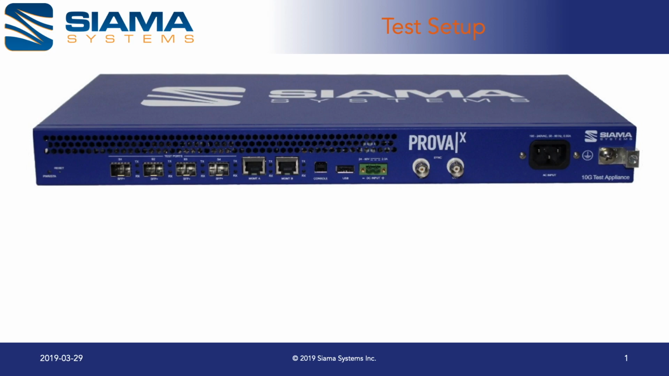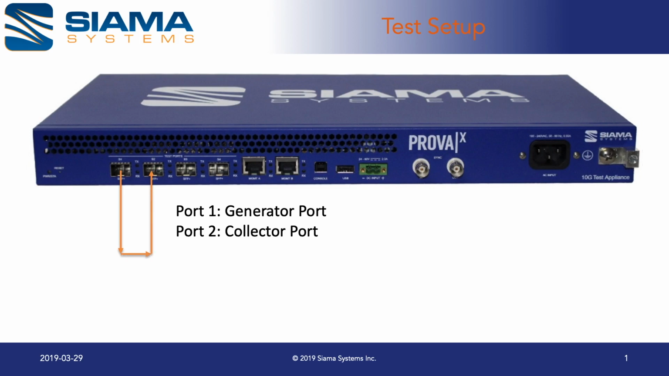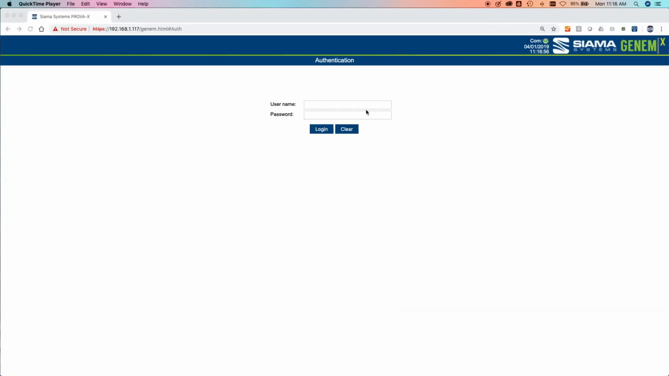Today I'll be demonstrating how to set up synthetic traffic generation, filters, and collectors on the Prova. My test setup is pretty simple. I'll be connecting port 1 directly to port 2 with a duplex fiber pair. Port 1 will be generating the synthetic traffic, and port 2 will be filtering and collecting that synthetic traffic so I can obtain performance measurements such as loss, latency, and jitter.